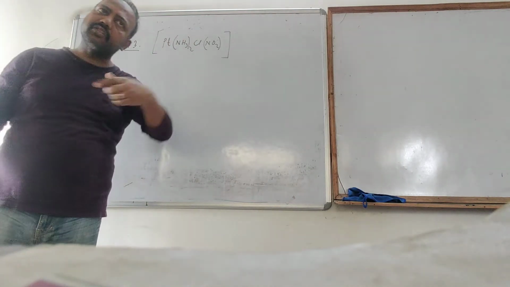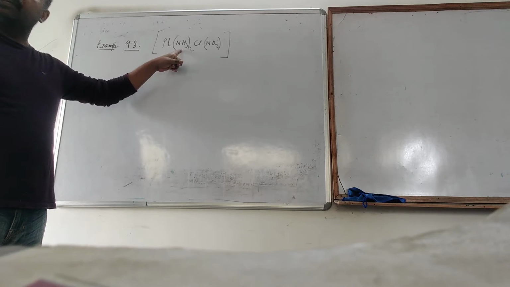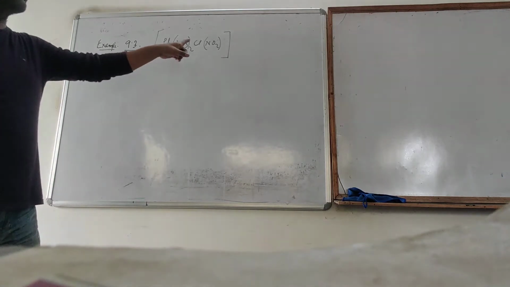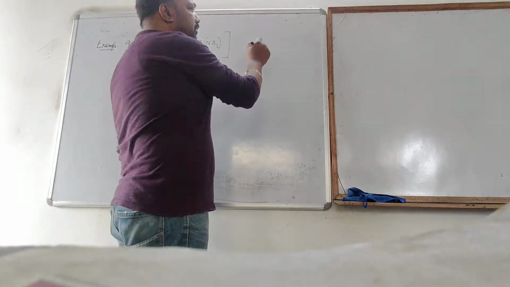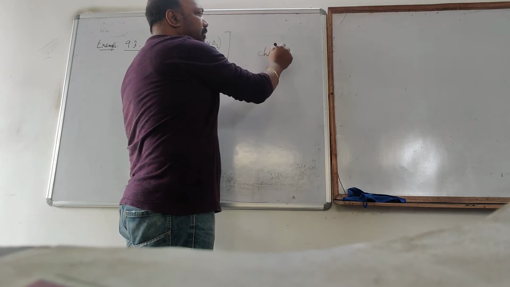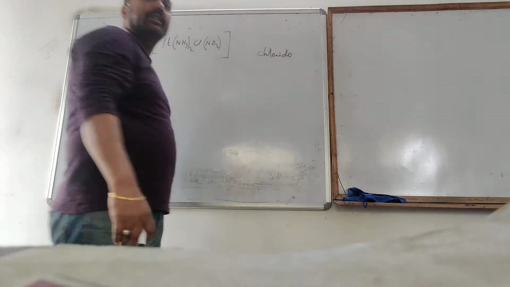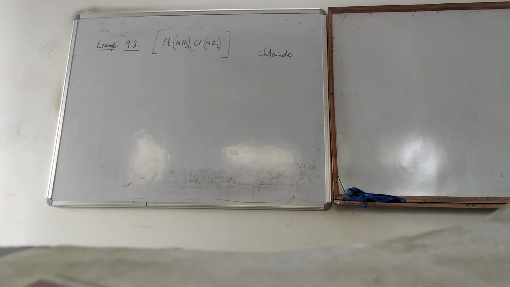Are these all in your list? This is amine. NH3 is amine. Clear? This is chlorido. But you have written chloride. Please, that list should be ready. This is called chlorido. This is a monodentate ligand and the valency or oxidation state is -1.